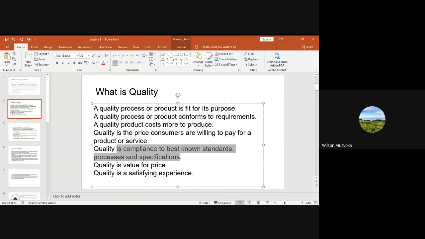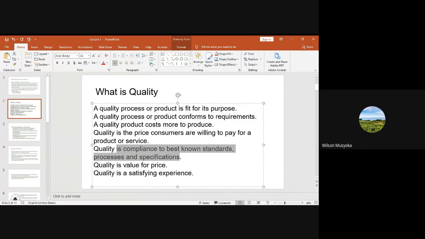Does it have a username and a password? Does it have a one-time password? Does it have a verification, maybe using the lens of the eye or the finger scan, something like that? So if it has those standards and specifications, then it can be said to be of quality.